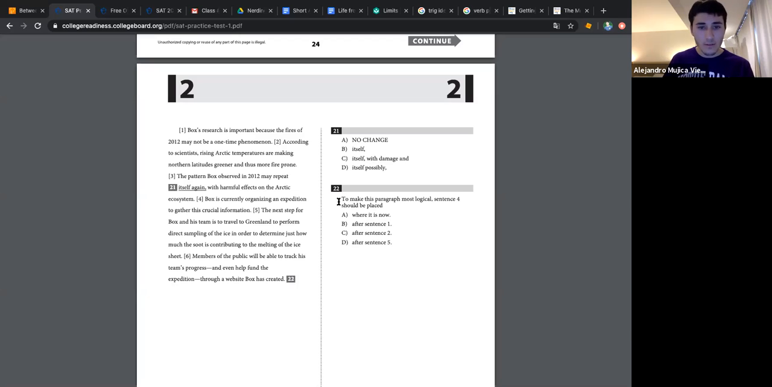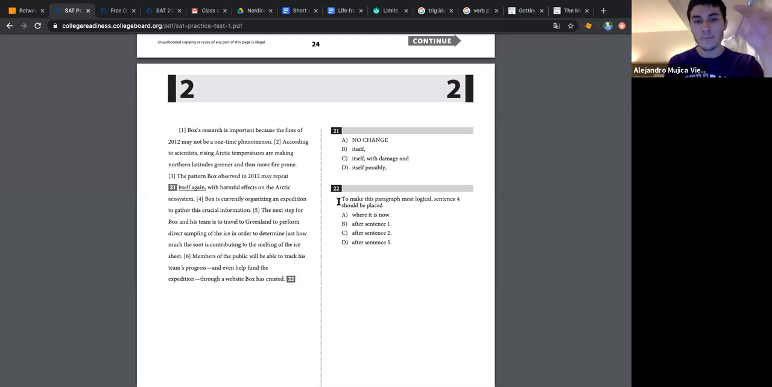is after sentence 5. Or is it not? No, sorry, before sentence 5. Yeah. So it's after sentence 3. And sentence 3 is talking about why it might repeat itself again with harmful effects on the Arctic ecosystem. So it's sort of reiterating number 1. Number 1 was sort of the setup. It may not be a one-time thing. And 3 is because of the evidence we presented in number 2, this is why it might not be a one-time thing. This is why it might repeat itself again. Or repeat itself, sorry, that was redundant.